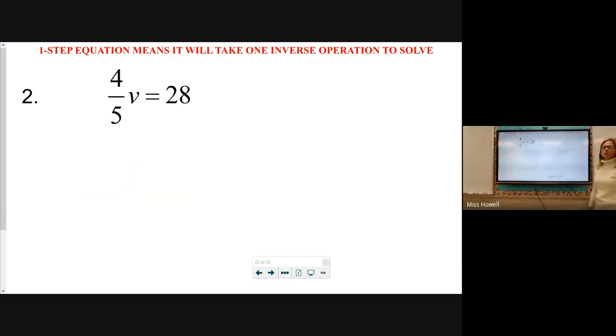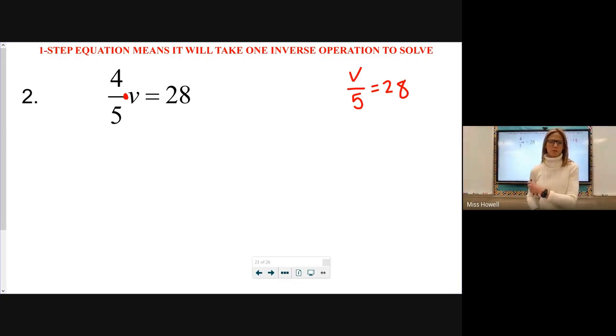All right, number 2, we have 4/5 v equals 28. Now, at first glance, you might say, oh, this is a division because there's a fraction. This problem, 4/5 v, is different from like v over 5 equals 28, right? Those are different. That problem is a 4/5 that's being multiplied with v. This is a v that's being divided by 5, right? Those are different problems and they require different inverse operations, so be careful.